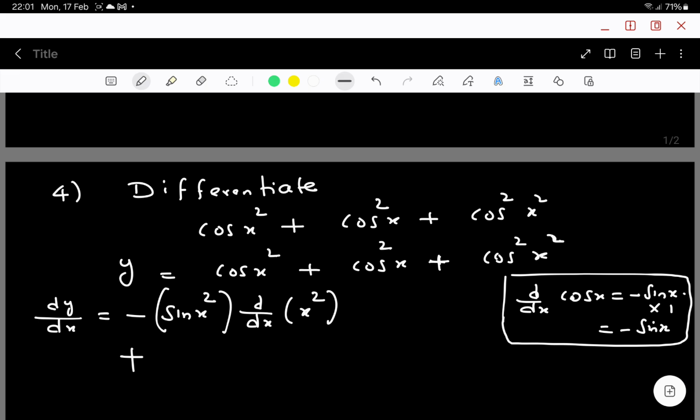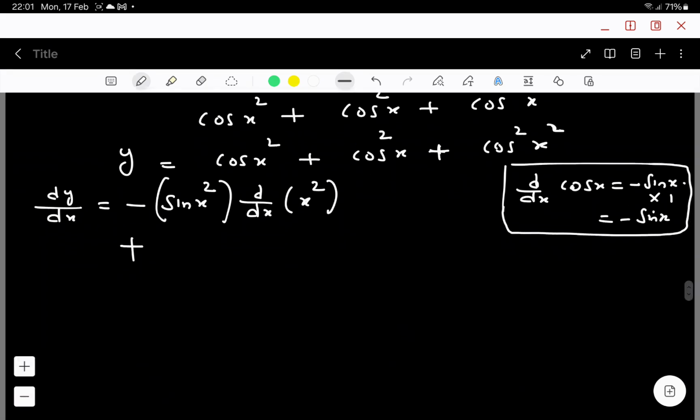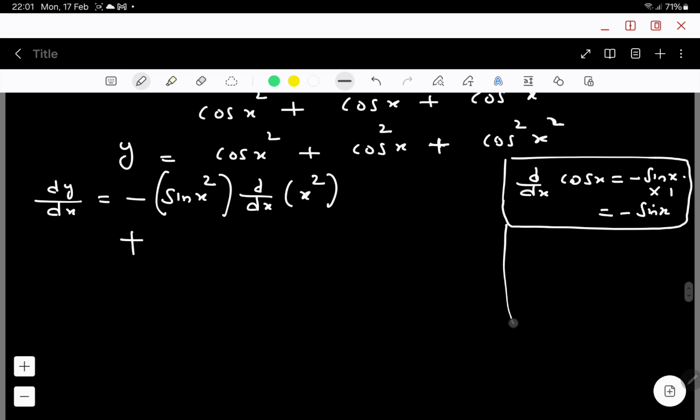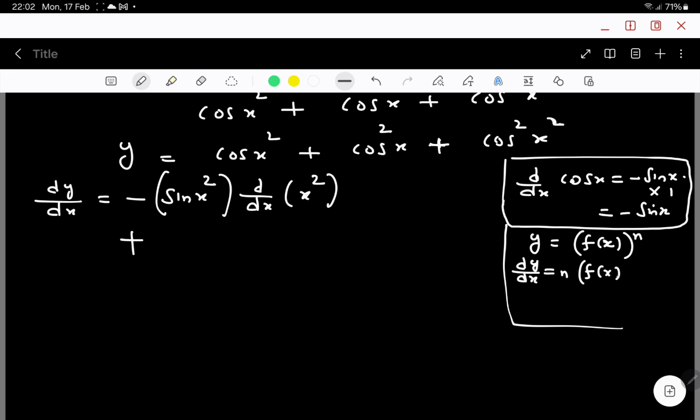f of x power n is n times f of x power n minus 1 d by dx f of x. So y is equal to any function in the power, we follow this formula. dy by dx is equal to n times f of x power n minus 1 into d by dx f of x.